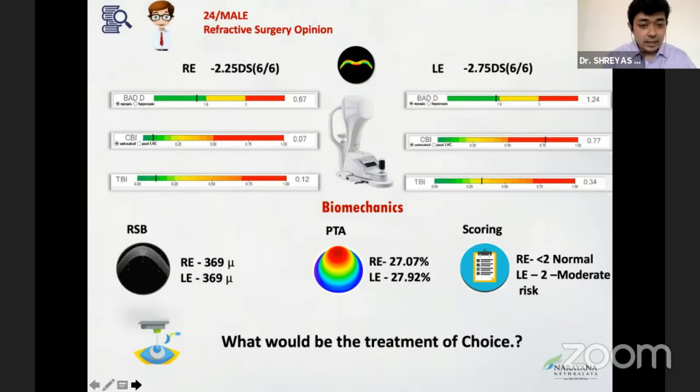This is definitely a case where you would think a little bit more. I mean, the biomechanical indices are not as good as they were in the previous case. And maybe if you were wanting to really play it safe, just based on what's been shown so far, you would probably tend towards a surface ablation. I wouldn't reject the patient, but maybe lean towards a surface ablation procedure.